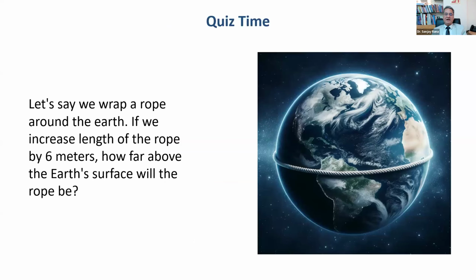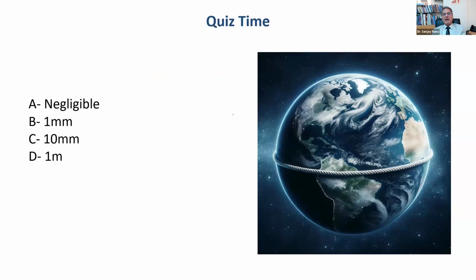All right. So this is the rope which I wrapped around the Earth. Now I opened this rope and took it out and just added 6 meters to it, just 6 meters. Okay. And then again I went around the Earth and wrapped it. Now, how far above the Earth's surface will it go? That's the question. Simple question. And your options are A is negligible, B is 1 mm, C is 10 mm, and D is 1 meter.